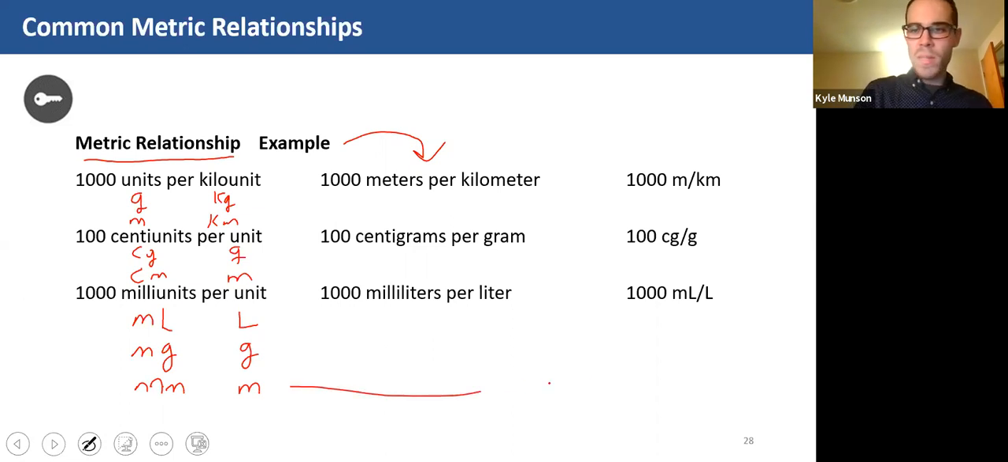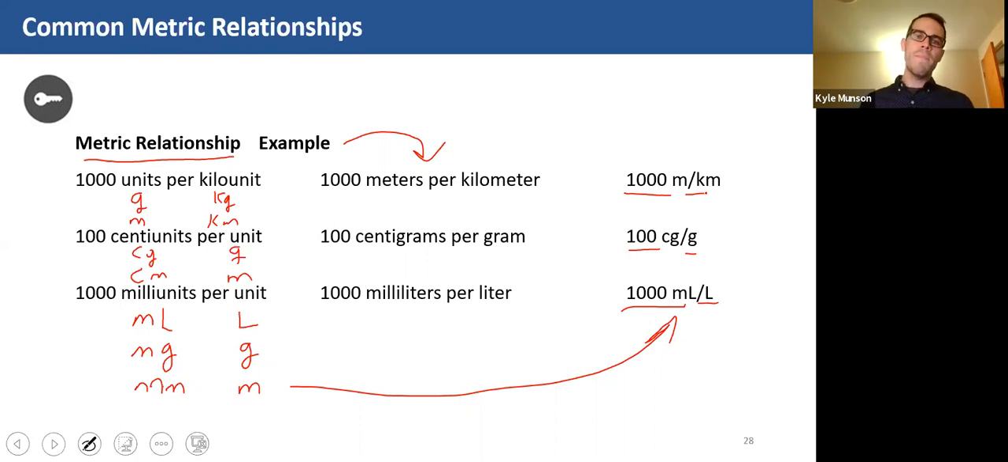And we would express them as a per expression, which is something that we talked about before. So this is 1,000 milliliters per 1 liter, 100 centigrams per 1 gram, 1,000 meters per 1 kilometer, okay? So again, these are the examples that I want you to use as common metric relationships. So let's do a problem then.